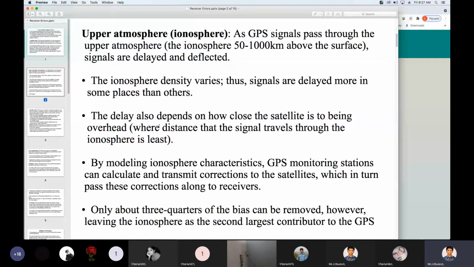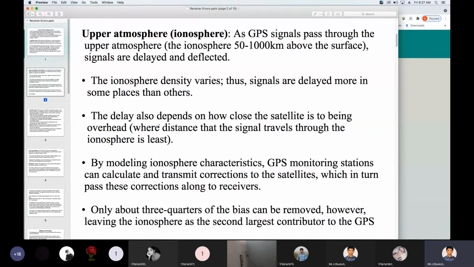Why the signals are delayed and deflected depends on the distance from the ground satellite to the upper atmospheric or ionospheric layer. The ionosphere density varies, so the signals are delayed more in some places than others, depending on the places or surroundings.